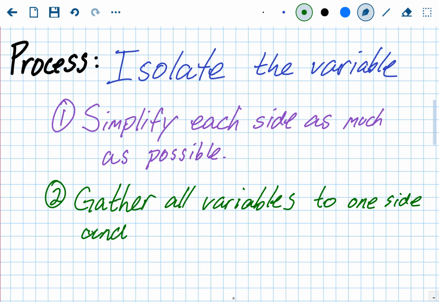And everything else, everything that's not a variable, is probably going to be a constant. Now, there are cases where it might be another variable, but at the beginning here, it's just going to be a constant. So we'll say constants for now, but just know that it's not necessarily always a constant. If the variables are on one side, everything else is going to the other side.